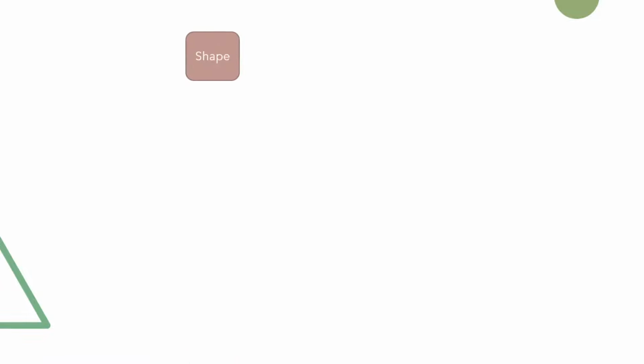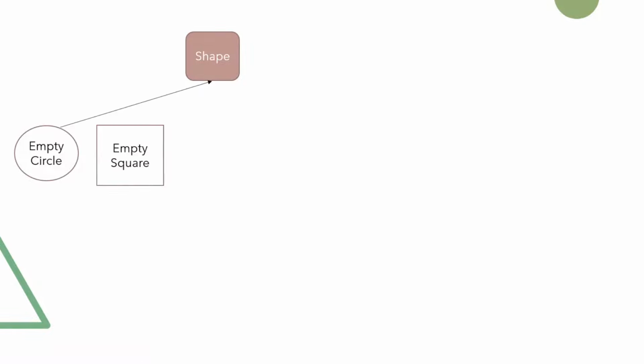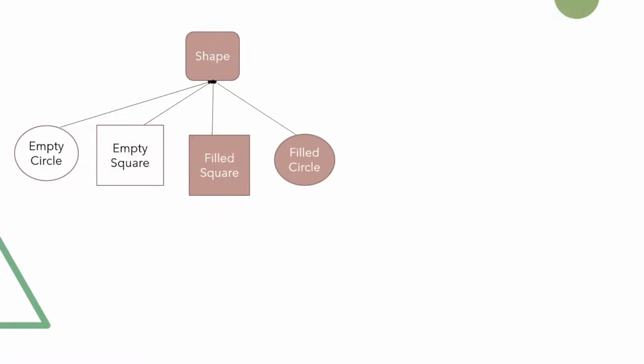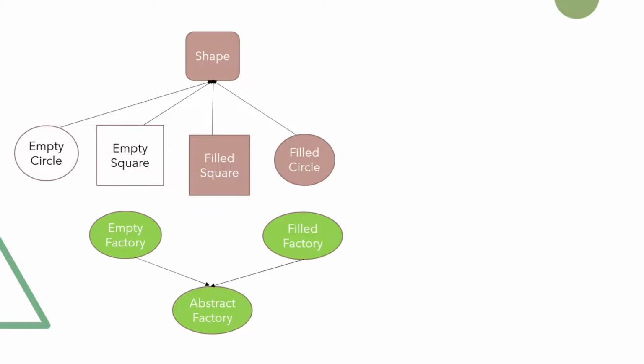We have a shape and its subclasses: empty circle, empty square, filled square, and filled circle. Now let's have a look at the layer of factories. First, we have an abstract factory and its implementations, empty factory and filled factory. Empty factory creates empty shapes, while filled factory is used to create filled shapes, as we can see.